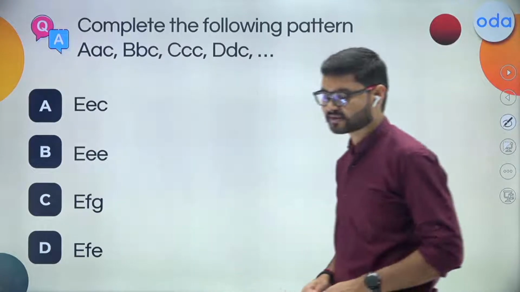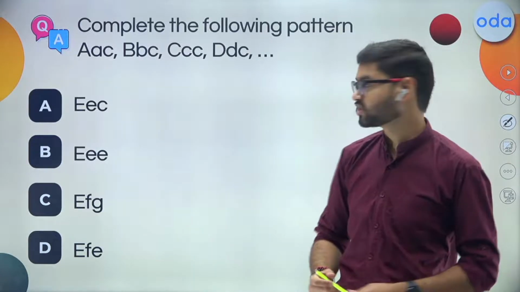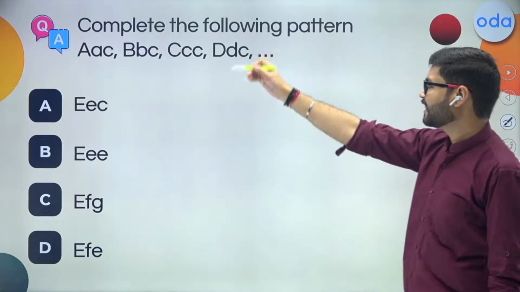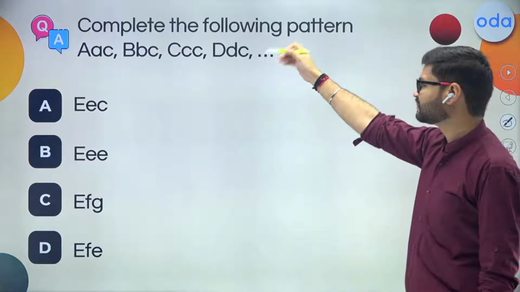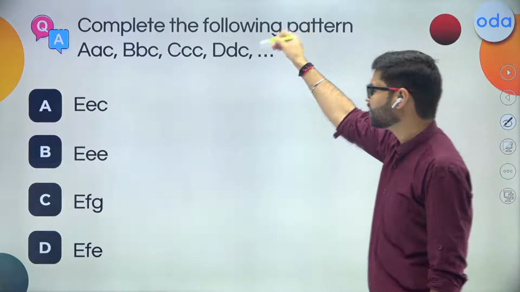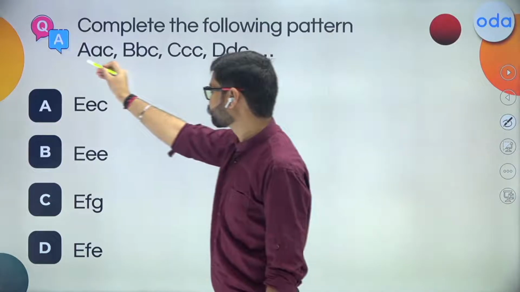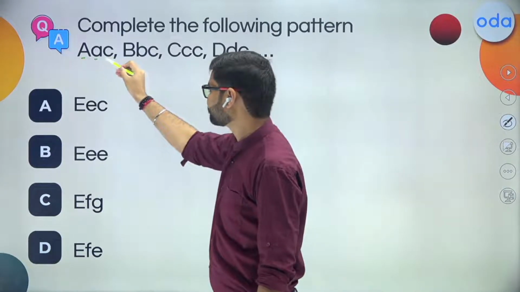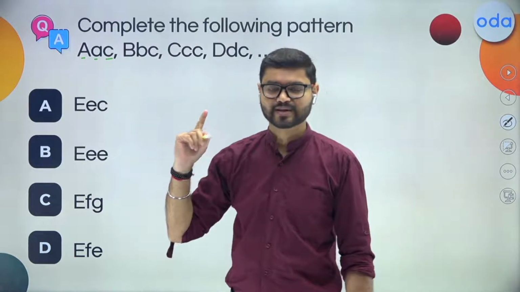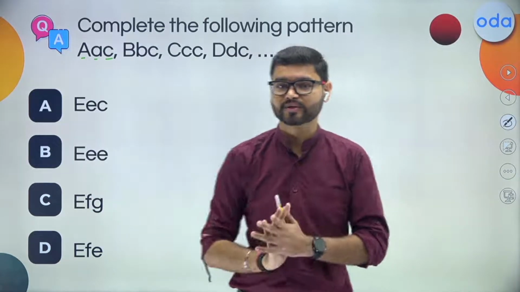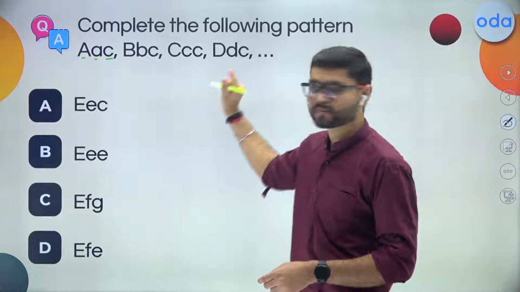Okay, let's do one more question. Complete the following pattern. After this, we will wrap up this session. So I have this question for you. Complete the following pattern: AAC, BBC, CCC, DDC. Okay. So over here, I am getting three different letters in a single term. But nothing to worry about because we will simply follow the process only. Let's focus on them one by one.